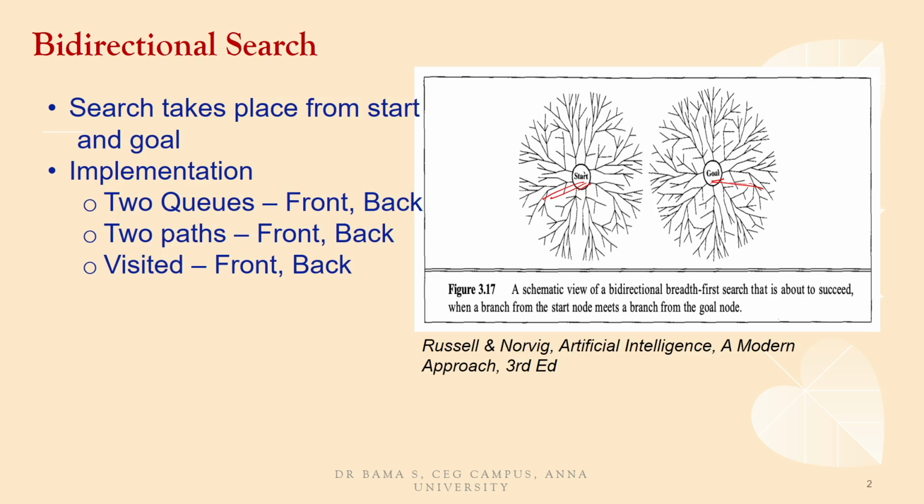Now for the implementation, there will be two types of queues. One is the front, which is for the start, and the back, which is for the goal. Simultaneously, we will have another two variables for the paths, the front path and the back path, and the visited nodes from the front as well as the back. So, we will see that with an example here.